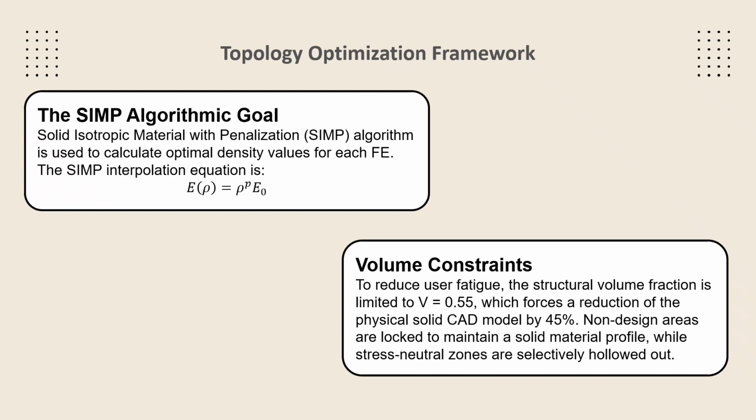Simultaneously, we enforce strict volume constraints to maximize efficiency and reduce user fatigue. The final structural volume fraction is restricted to 0.55, forcing a major 45% reduction in the total solid volume of the initial CAD cell. Crucially, the 2 mm inner socket interface and the wrist mechanical attachments are locked as non-design spaces, keeping them entirely solid while the algorithm is given the freedom to dissolve low-stress zones.